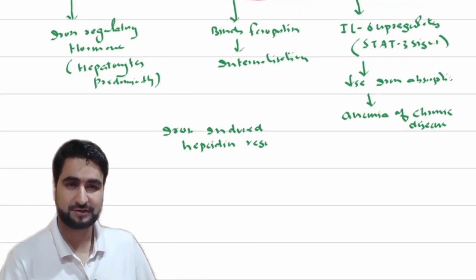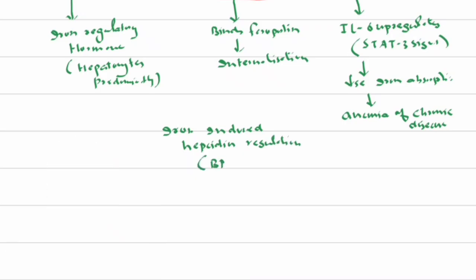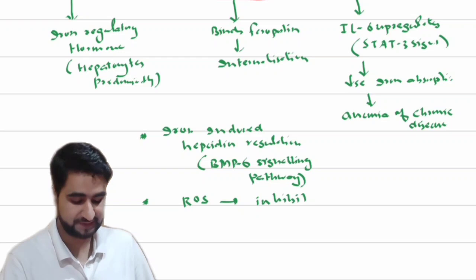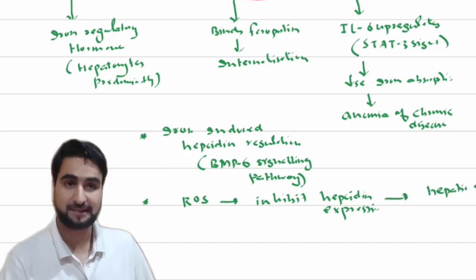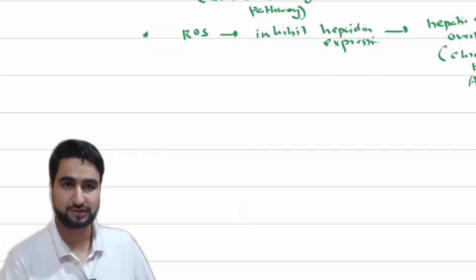And it should be noted that this iron-induced hepcidin regulation is through the BMP6 signaling pathway. And one more thing, that's reactive oxygen species. You might have seen that in reactive oxygen species there is increased iron load that is secondary to inhibition of hepcidin expression by reactive oxygen species. That's why you see increased iron load in chronic hepatitis C and alcoholic liver disease.